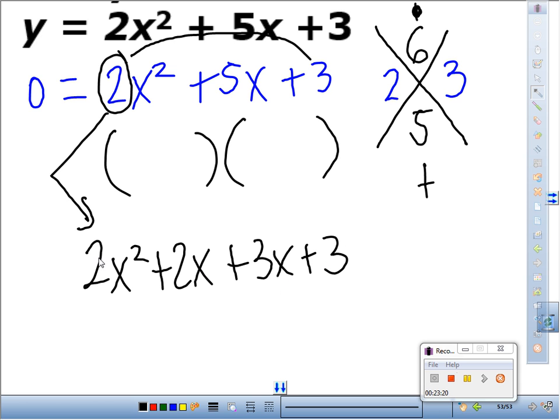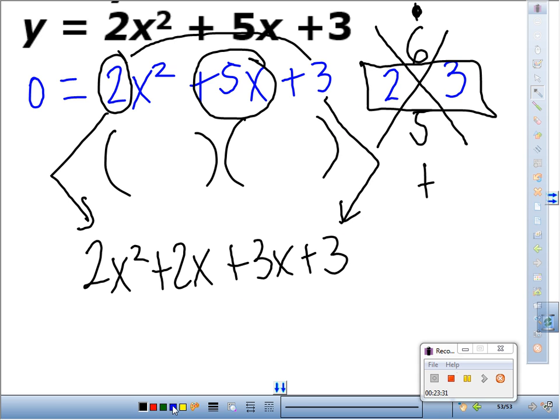That is correct. 2x squared plus 2x plus 3x. Where did she get that from? Instead of writing 5x, we write these two as x's right here in the middle. And then the last term. Alright, pass it to someone.